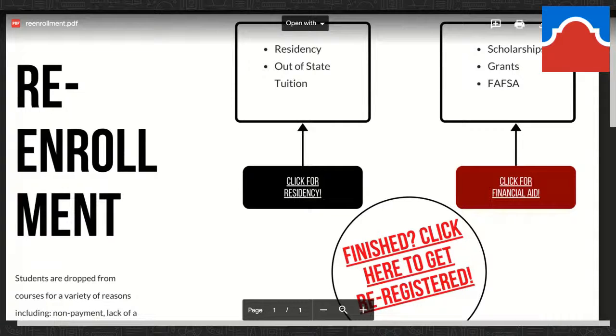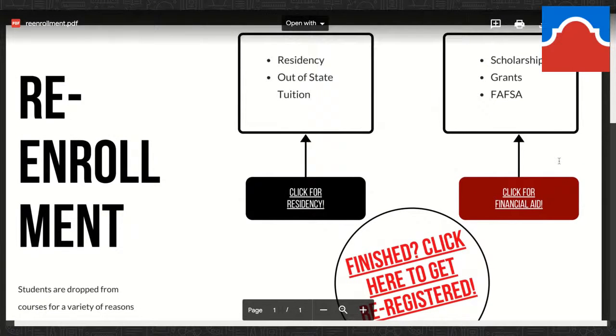So continuing onward to the right, we have financial aid. So what is financial aid? Financial aid are the people that give you money to go to school.